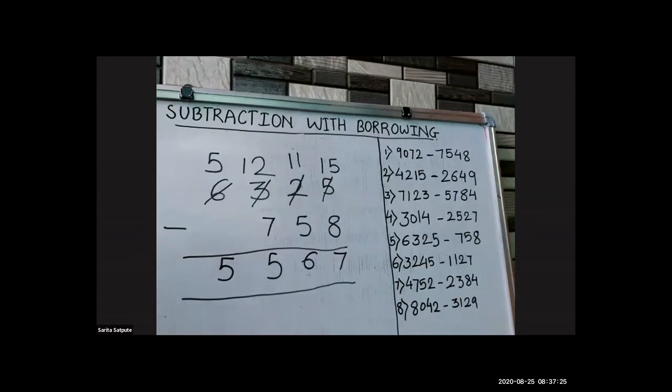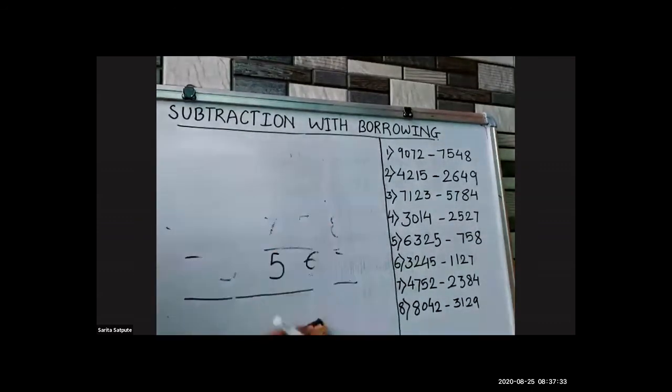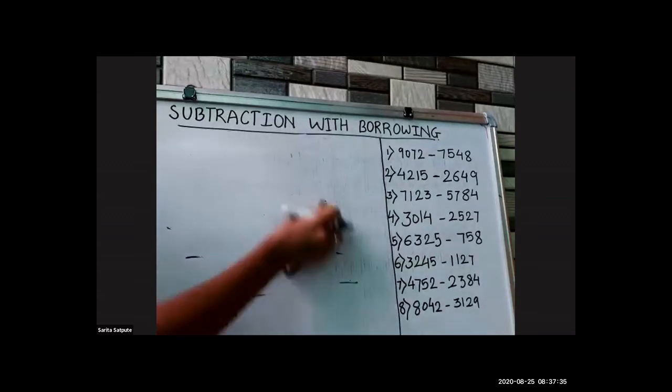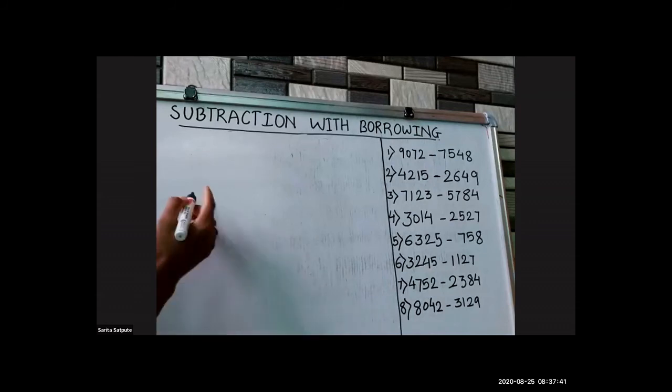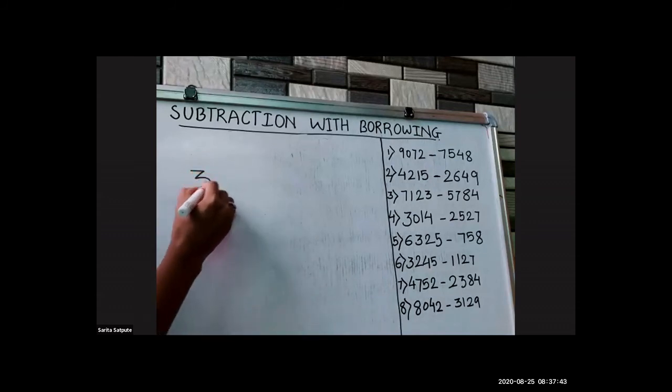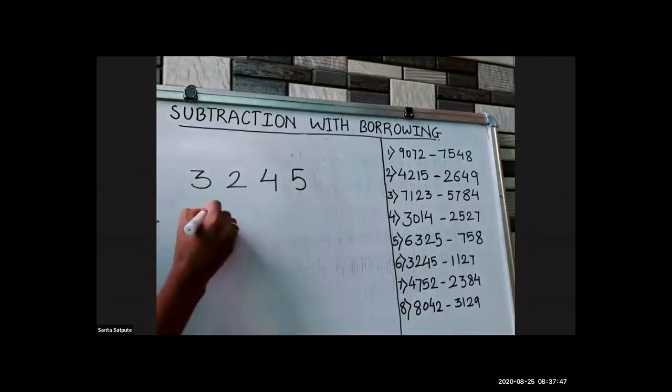5,667. Fine. Now let's move to the next question. Then 3,245 minus 1,127. Yes, very good.